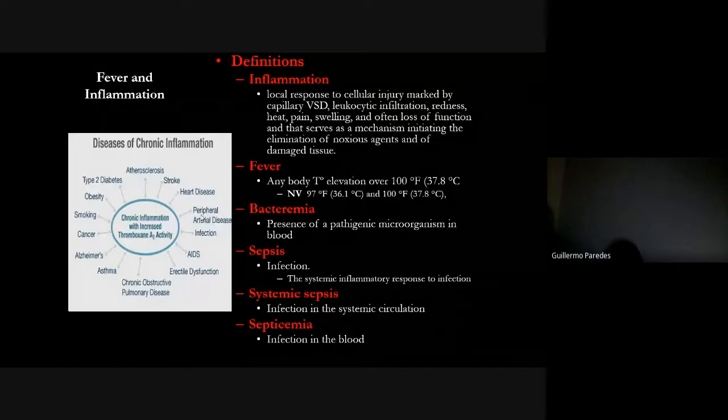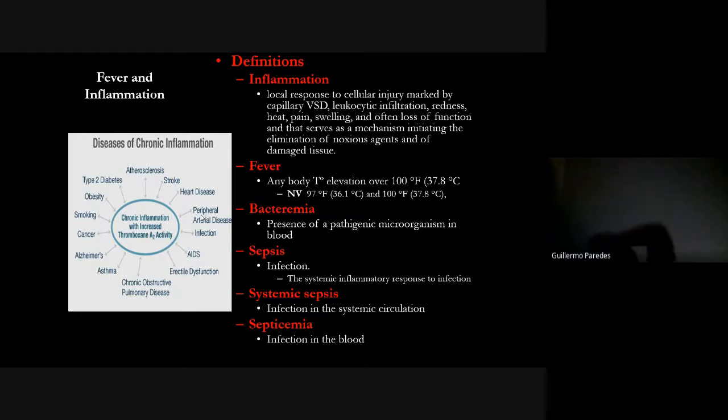All right, so here we have some definitions that we need to remember. Inflammation. For the final exam, there are no concessions there. You need to know the five cardinal signs of inflammation. What are the five cardinal signs of inflammation? They are pain, redness, swelling, heat, and loss of function. You can tell me the order you want, but you need to tell me the five of them.